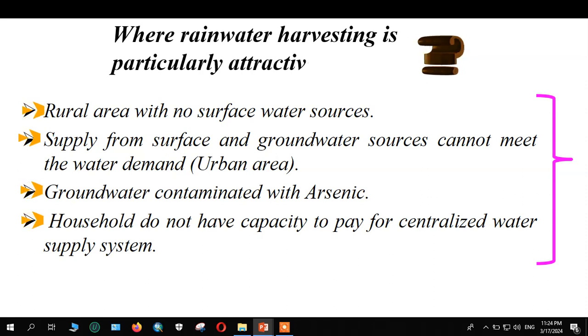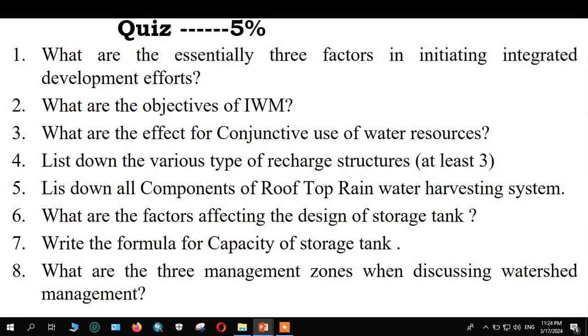So where is rainwater harvesting particularly attractive? Rural areas with no surface water resource, where supply from surface and groundwater sources cannot meet the water demand. Urban areas where groundwater is contaminated with arsenic. Households that do not have the capacity to pay for a centralized water supply system.